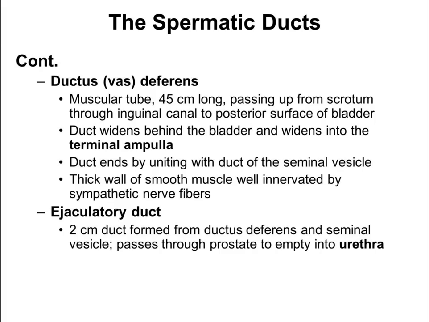There is a ductus or vas deferens. This is a muscular tube about 45 centimeters long, passing up from the scrotum through the inguinal canal to the posterior surface of the bladder. The duct widens behind the bladder into what's called the terminal ampulla. The duct ends by uniting with the duct of the seminal vesicle. There is a thick wall of smooth muscle that is well innervated by sympathetic nerve fibers.